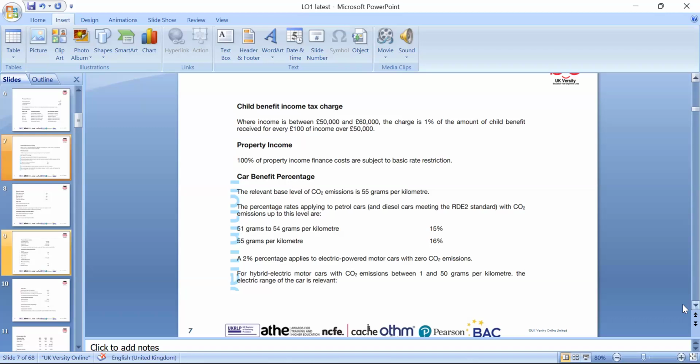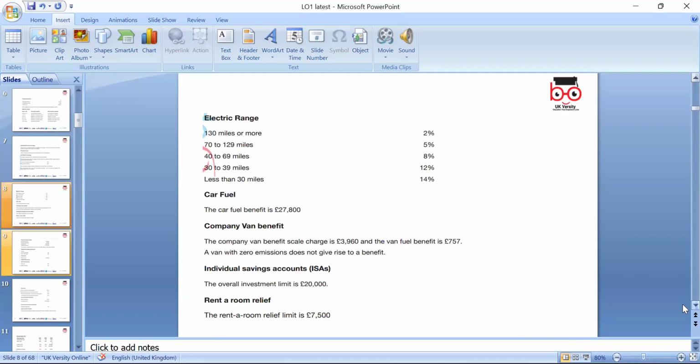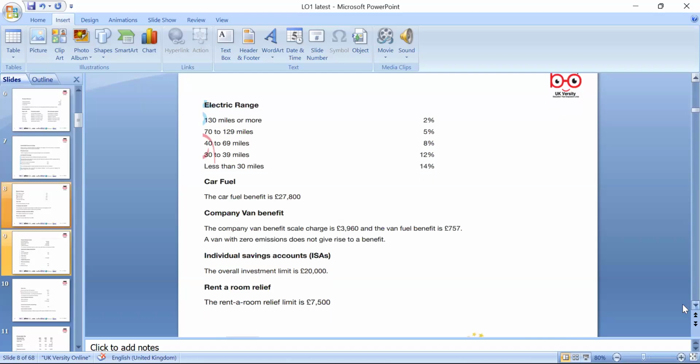So car benefit, which we can look at. The sort of car we have: 51 to 54 grams per kilometre is 15%. If you have 55, it's 16%. Any additional is 2%. So with the electric car, of course, it is 2%. So those we need to look at, the rate. Electric range we can look at differently, and the mileage and all the car benefits.